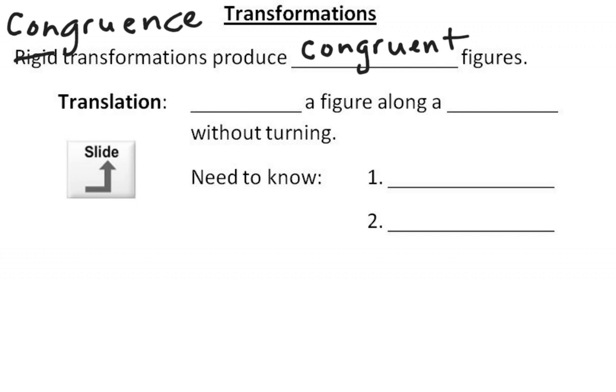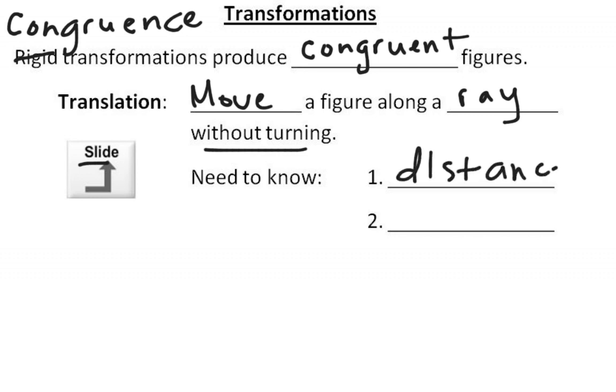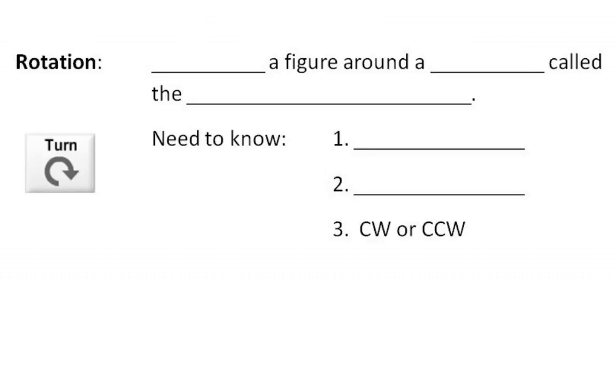With a translation, we're going to slide or move a figure along a ray without turning it. This without turning just means that the orientation is going to remain the same. What we need to know is a distance to move it and a direction to move it. That distance and direction can be told to us different ways, but that is the basics of what we need for a translation. For a rotation, we're going to turn a figure around a point called the center of rotation.